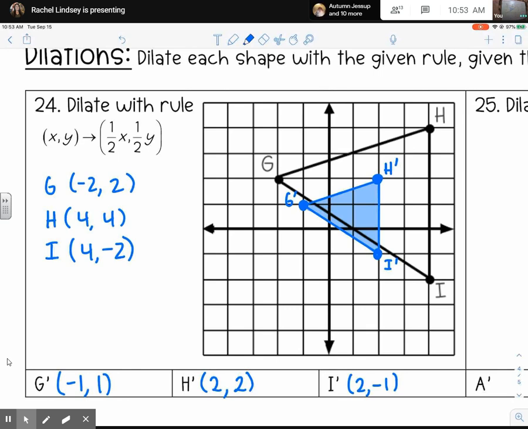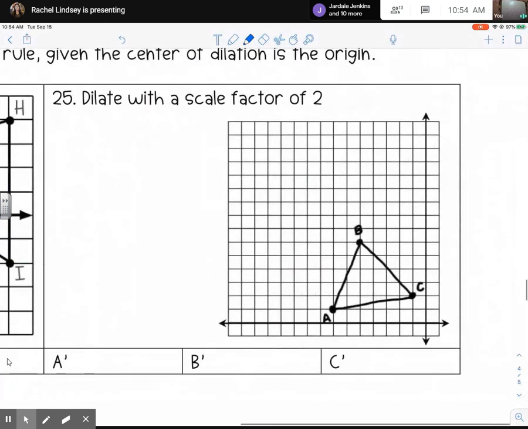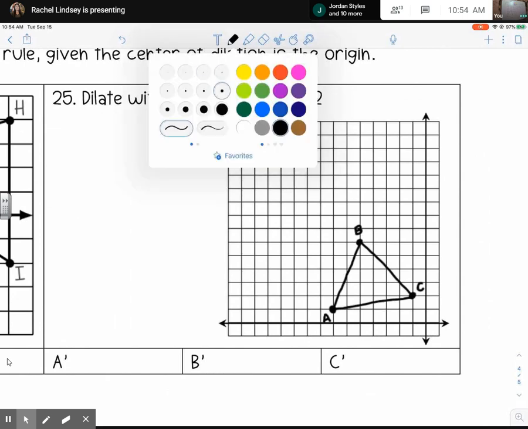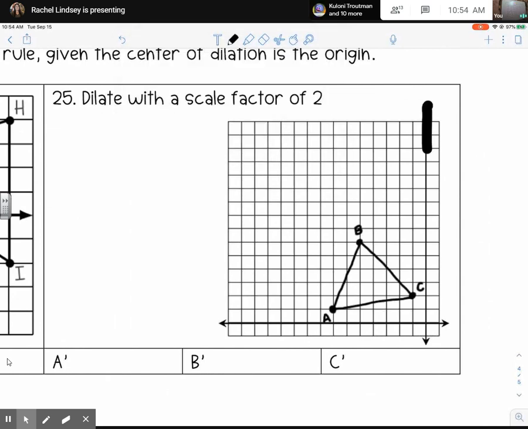Rotations around a point are easy because you literally just rotate your patty paper around that point. But dilations around a point are a little bit harder, a little bit more work. Oh, this is the x and y axis. Yeah, they're just in a different spot on this graph. But the x and y axis is still right here.